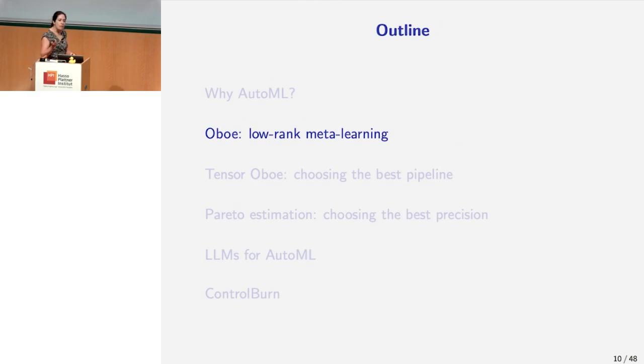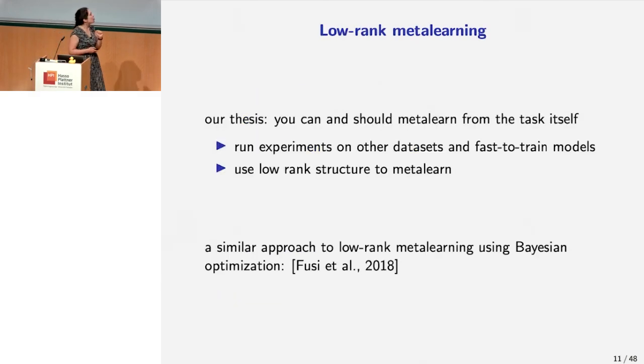Okay? So let me show you about an early recommender system approach. This is OBO. Okay? And our thesis here was that rather than predefining what the meta features are, maybe you can learn from the task itself. Okay? So you can run experiments on maybe other data sets, and maybe especially using fast-to-train models, and then use the low-rank structure of the errors of data sets by models to meta-learn. Okay. And this is similar to work that was sort of concurrent that used Bayesian optimization by Nicolo Fusi.